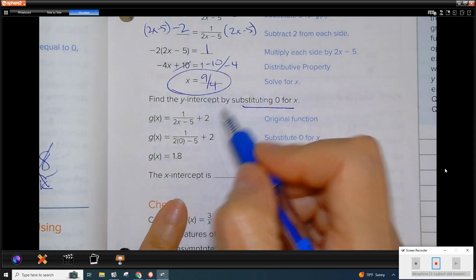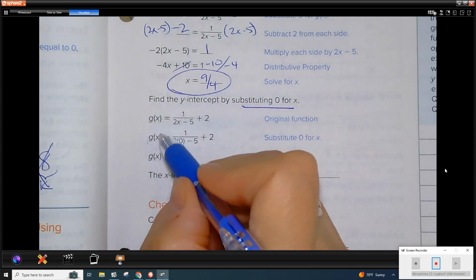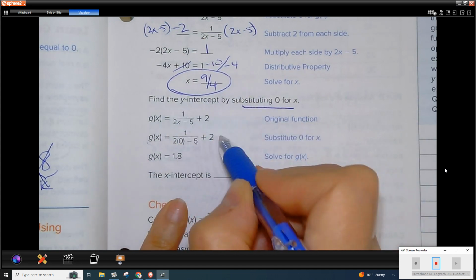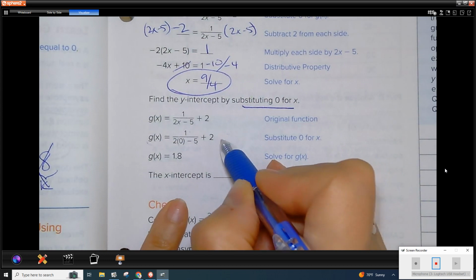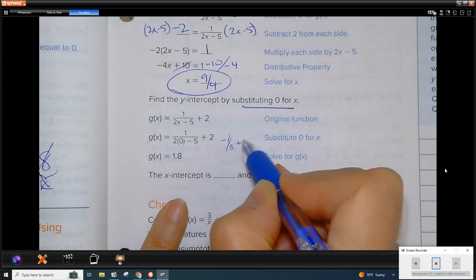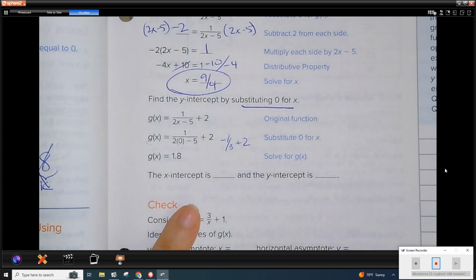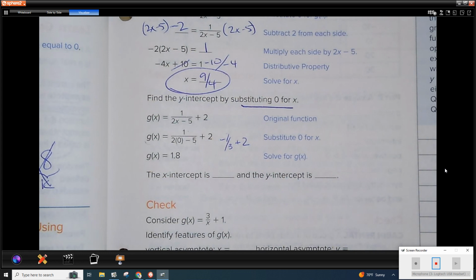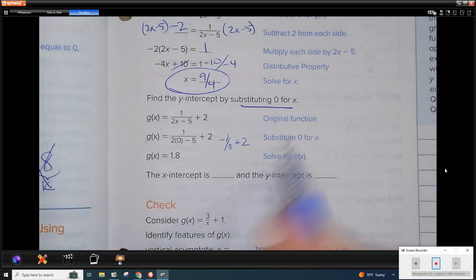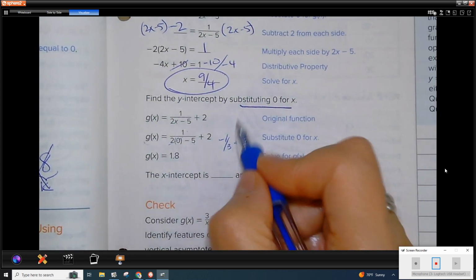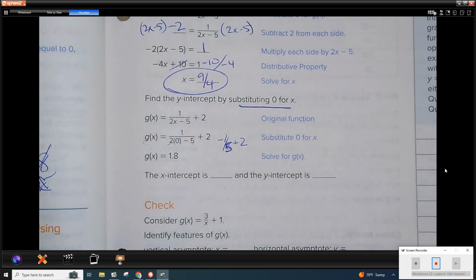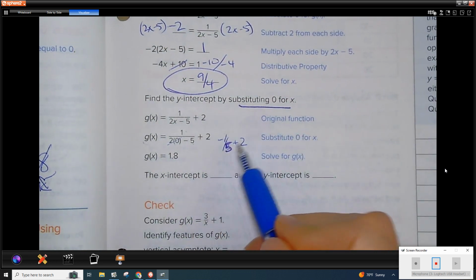So your y we're trying to solve. So we put in 0, we get 1 over negative 3 plus 2. So it's negative 1/3 plus 2, which is 1 2/3. Oh, this is 0, 1/5. That makes more sense. I was thinking a third is 0.6. 1/5 is 0.2, so you get 1.8.